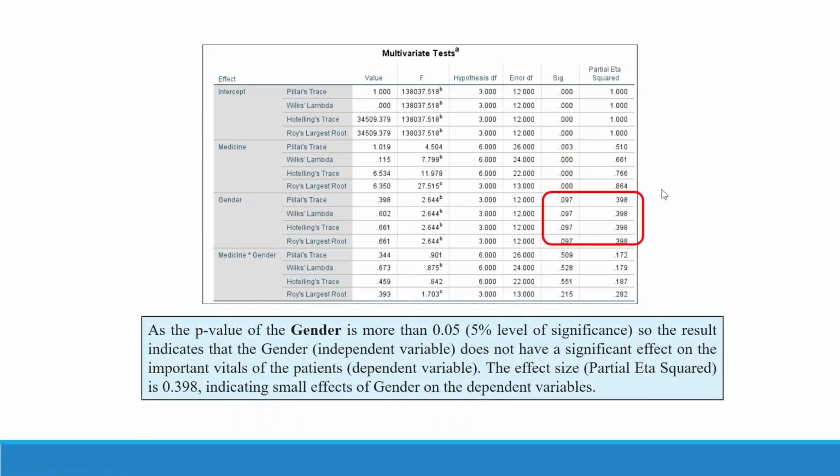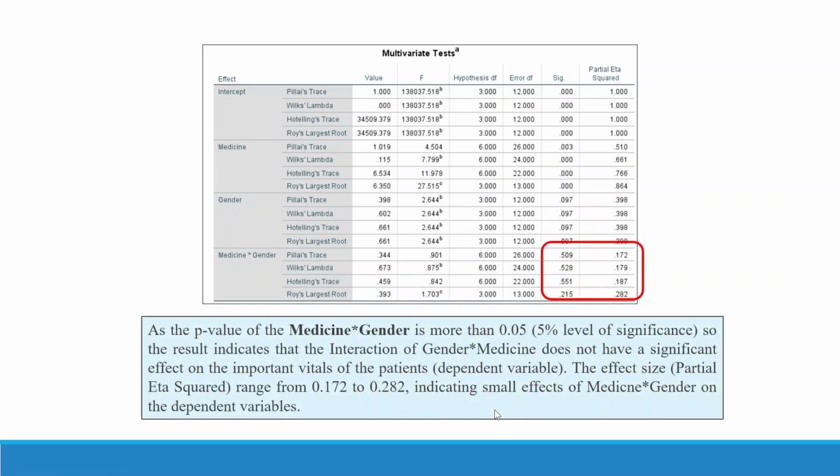Next, we'll do the interpretation for the gender. See the p-value. All of them are having a value more than 0.05. So as the p-value of the gender is more than 0.05, the result indicates that the gender does not have a significant effect on the important vitals of the patients. The effect size is 0.398, indicating a small effect of gender on the dependent variable, but it is negligible. We cannot consider it as the p-value is more than 0.05. It's insignificant. Let's proceed further.